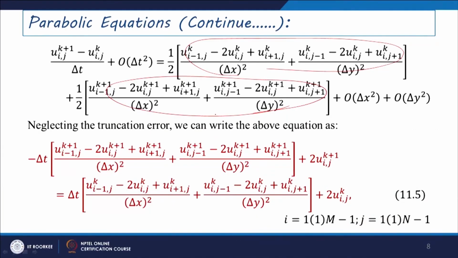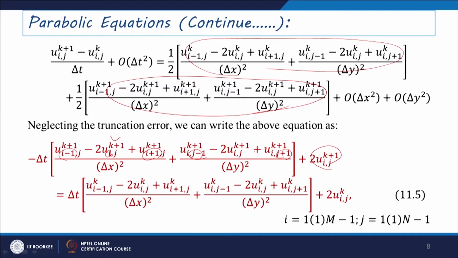Some of these values, that is u at i minus 1, i and i plus 1 coordinates, are all unknown at the k plus 1th level, and for the j minus 1 and j plus 1 coordinates, these are also unknown values. Here, the terms also occur as minus 2 u i j k plus 1 and minus 2a u i j k plus 1.